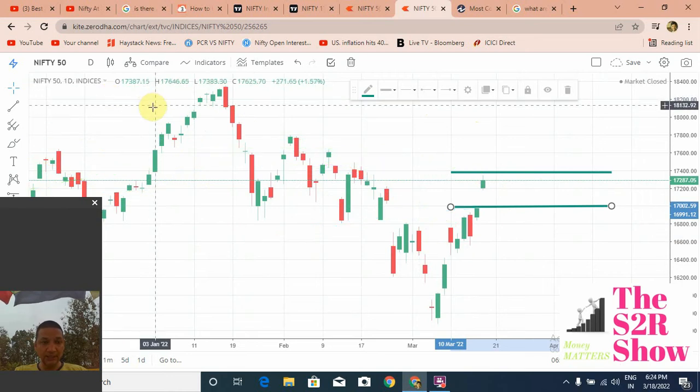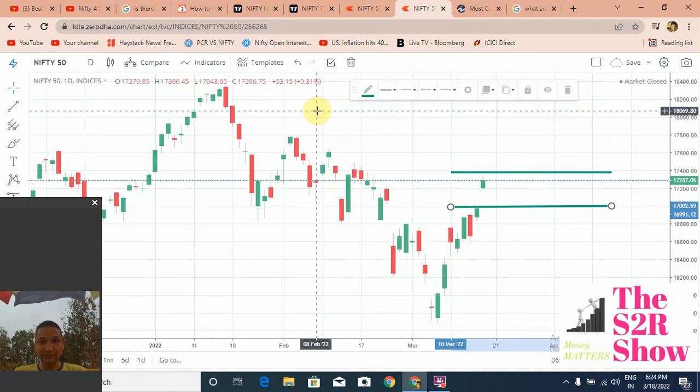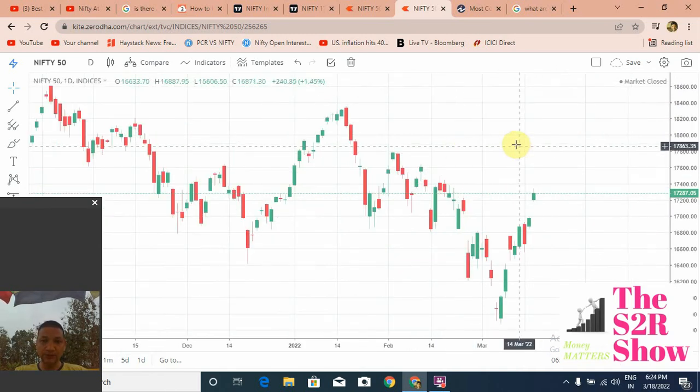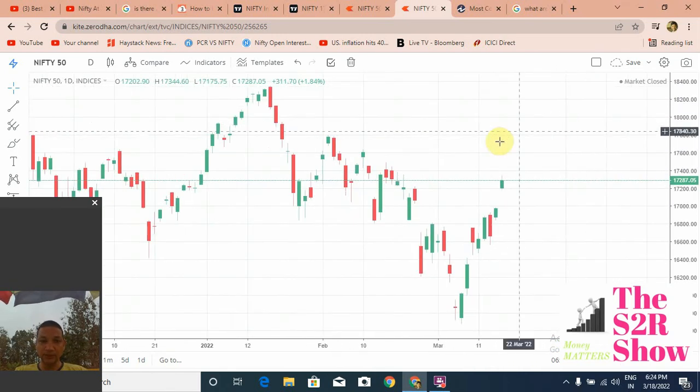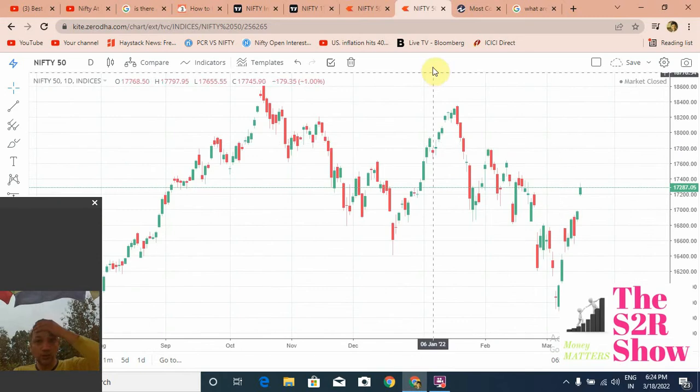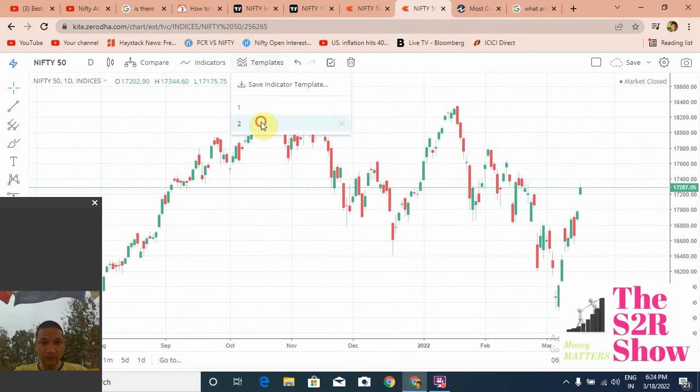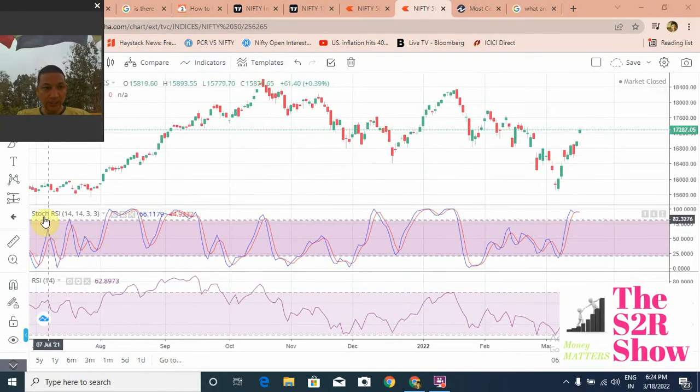We will also analyze the FIIs and DIIs long and short participant-wise data, so we'll do a comprehensive analysis. Let's do it for Nifty alone, and you can similarly do it for Bank Nifty as well. Now, okay, I have these indicators installed. These are the two indicators, Stochastic RSI and RSI.